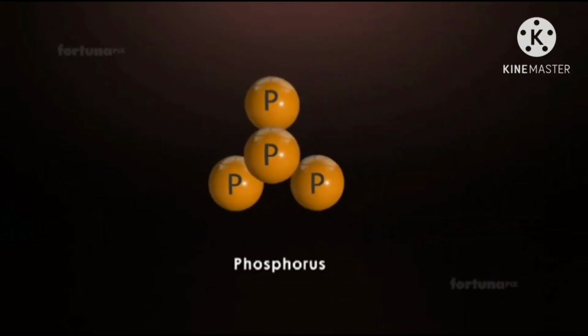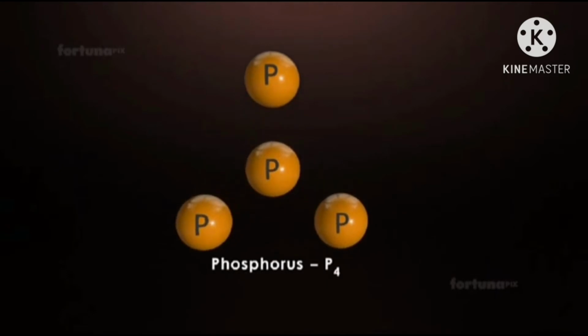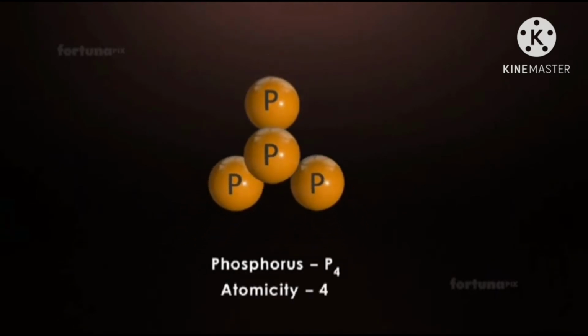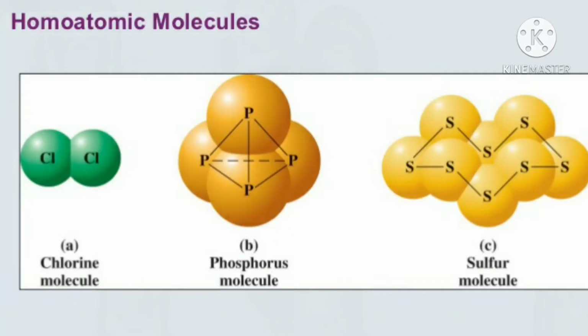In the case of phosphorus, 4 atoms of phosphorus combine. The phosphorus molecule's atomicity is 4 and the molecule is known as tetraatomic. Phosphorus is a tetraatomic molecule. Sulfur is an octatomic molecule. Why are some elements monoatomic? Why do some elements form diatomic or triatomic molecules? Why do elements have different atomicities?